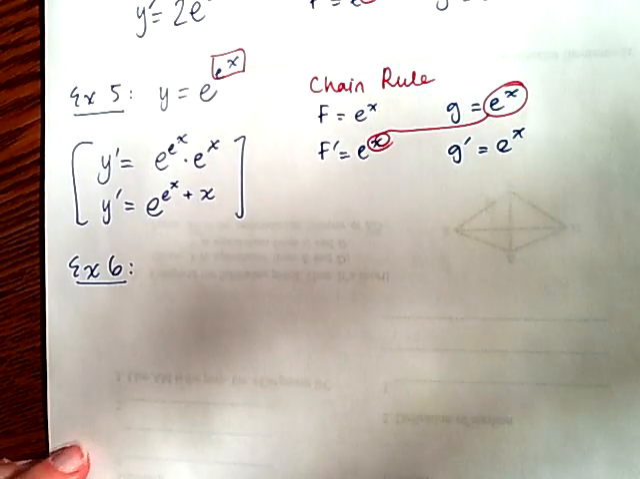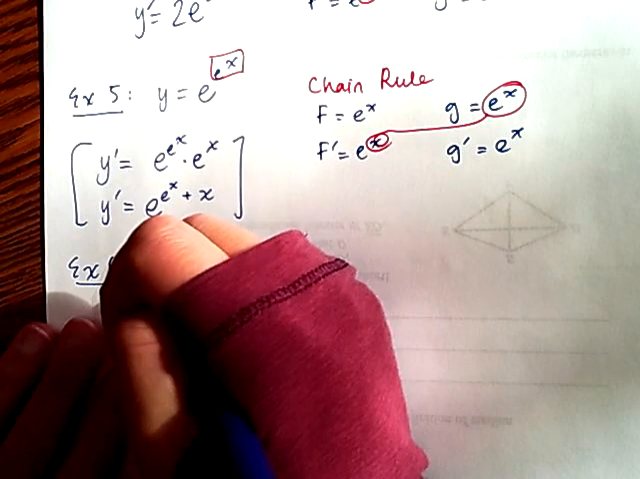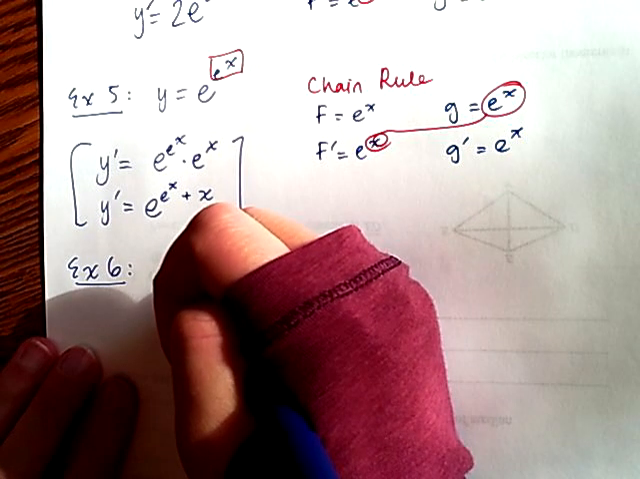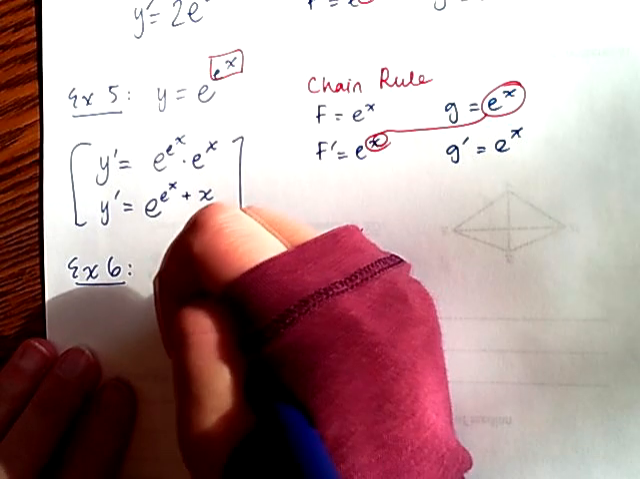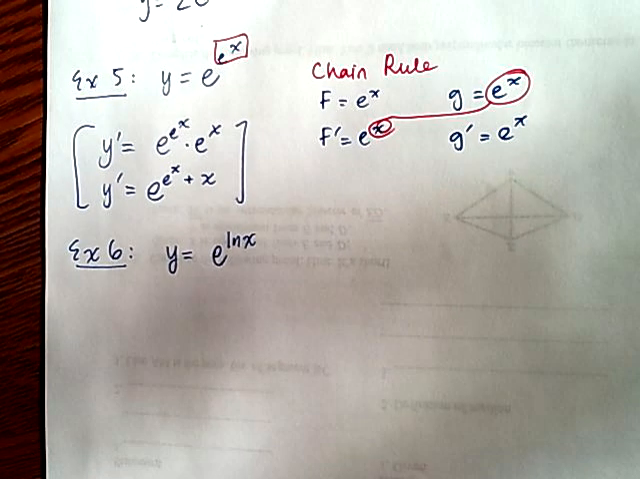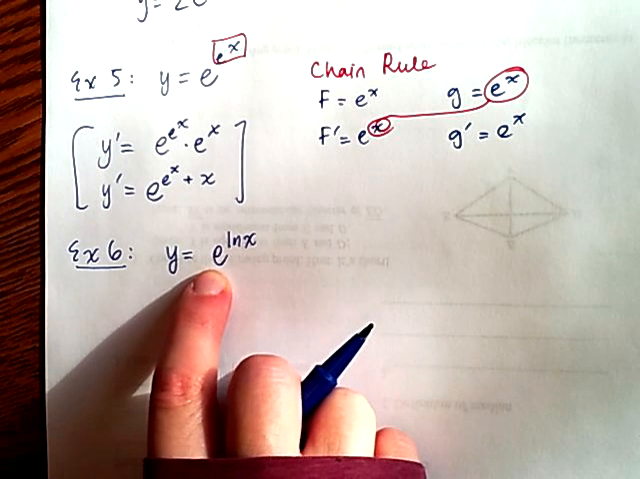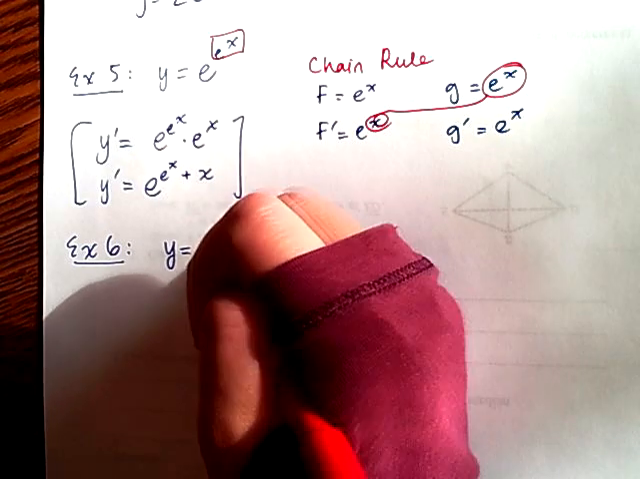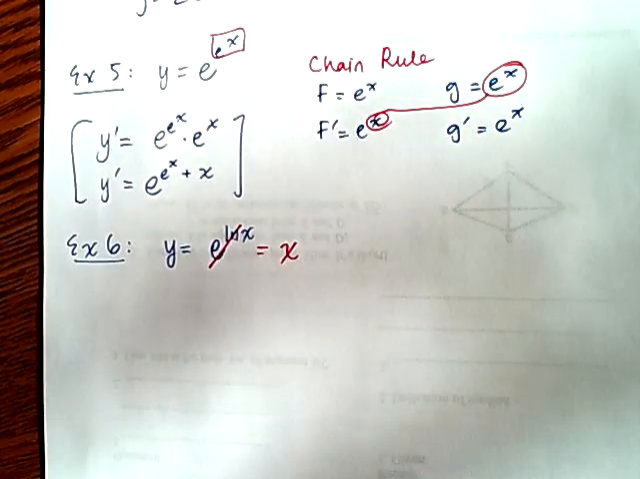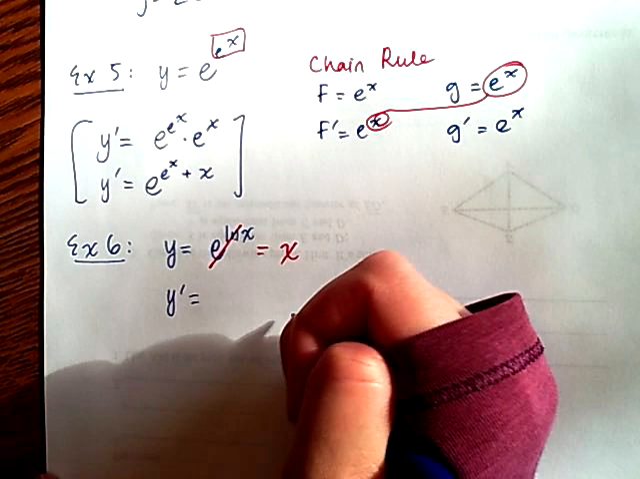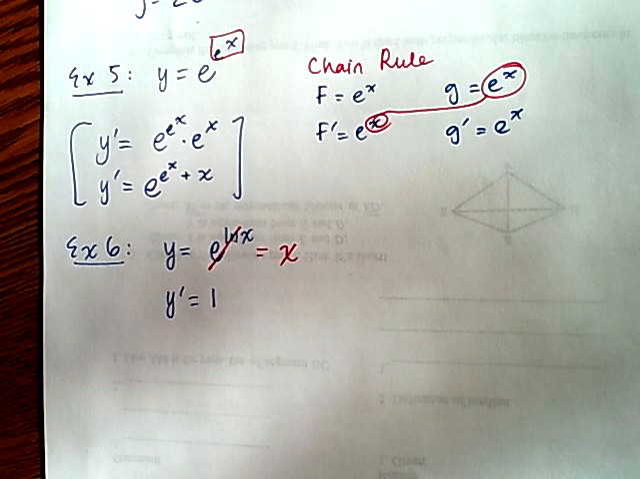In this example, this is one where we can use one of those identities I showed you at the beginning. So the idea is if I have the function e to the ln x, I could set this up as a chain rule where e to the x is the outside function and ln x is the inside function. Or if I can recognize that e and ln cancel, this is the same thing as x, then I know right away that y prime is just 1.